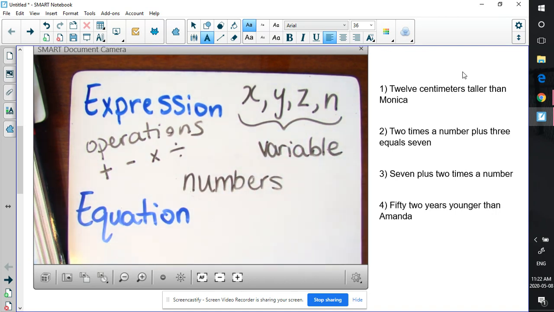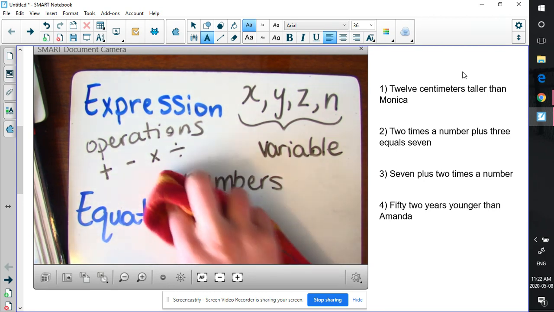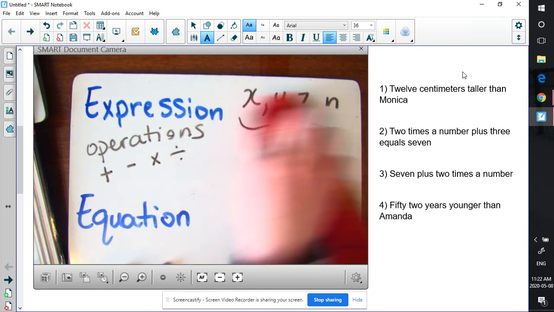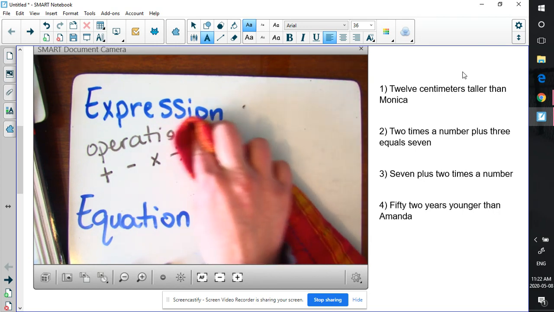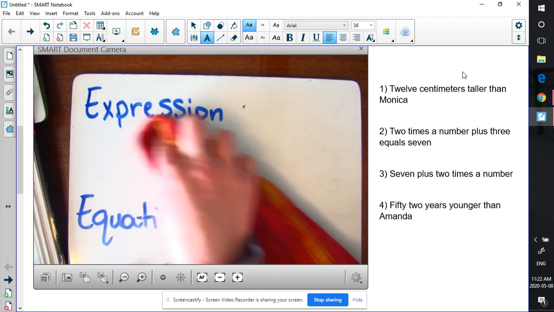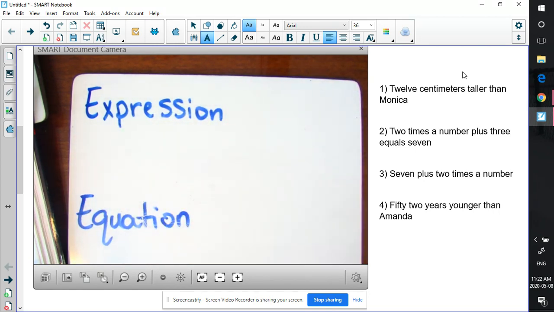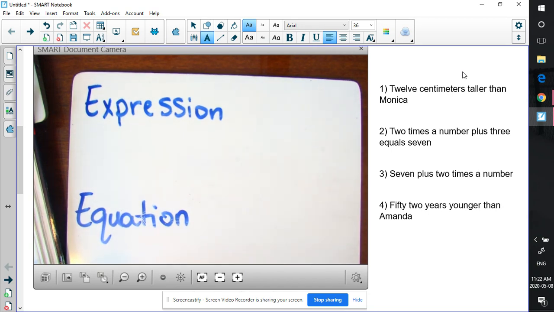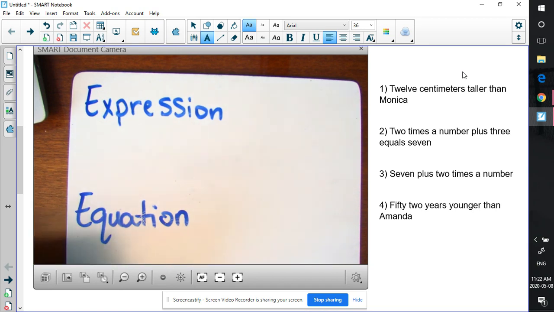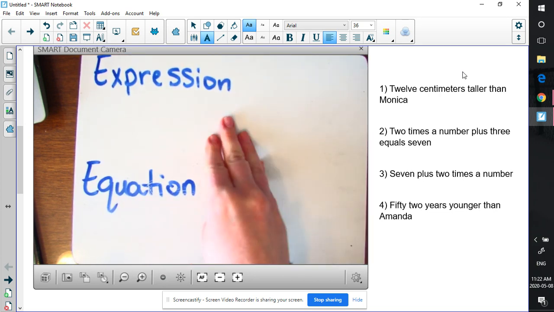So an expression represents something. So it could represent how much taller you are than your sister. It could represent how many pairs of shoes you'll have when you buy 3 more. It could represent how many candies you've eaten each week. It can represent anything.